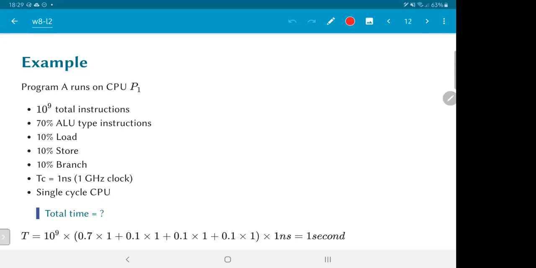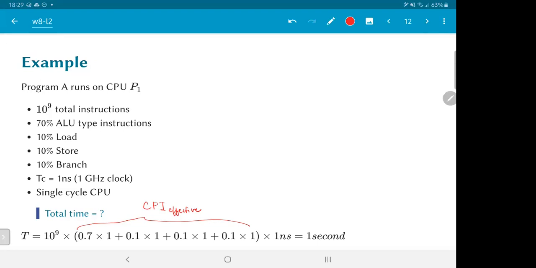We can just evaluate this in a fairly straightforward manner. The total time is going to be given by 10 to the power of 9, that is the total number of instructions, into the average CPI, the average cycles per instruction. How do we get that average cycles per instruction? We know that 70% or 0.7 fraction of the total instructions are ALU type, and they take one clock cycle each. Similarly, 0.1 are loads, 0.1 are stores, and 0.1 are branches. But in this case, all of them take a single clock cycle each. So this term within parentheses over here is effectively the final CPI of the overall program on this particular processor.